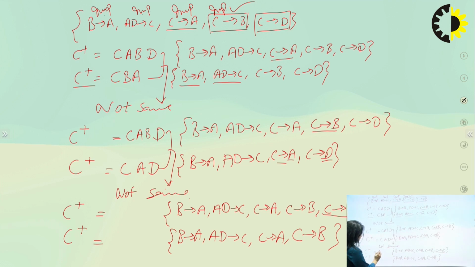Now calculate the closure of C. C already we are having here. So if we are having C, we can deduce this, this, A, B, D. Again, same. Okay. In this case, we are having C. So if we are having C, what we can deduce? A, B, and now nothing. Okay, nothing can be deduced.